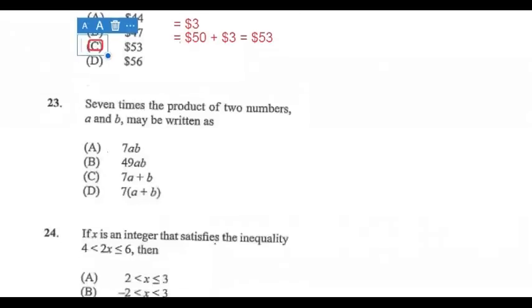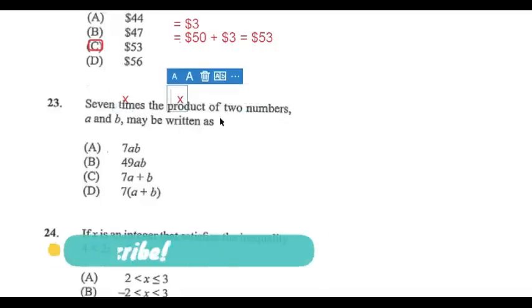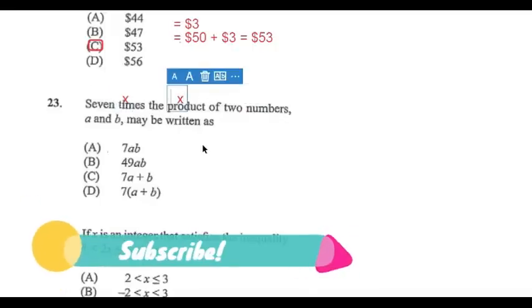23. 7 times the product of two numbers A and B may be written as. So 7 times, right here, is multiplication. The product, remember, also deals with multiplication. So it's the product of two numbers.